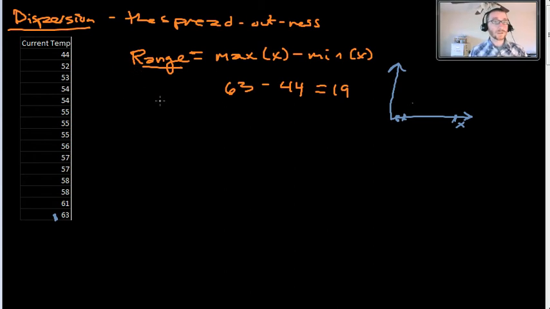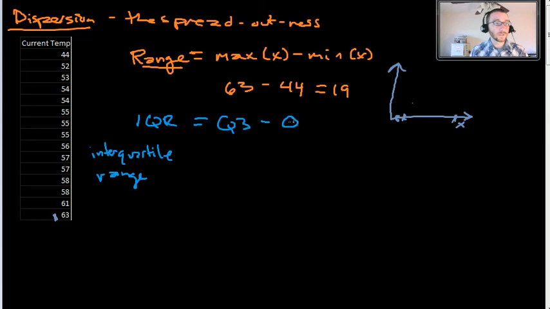So in order to solve that problem, another simple measure that we use is the interquartile range. Instead of looking at the full data set, the interquartile range looks at the distance between the third quartile and the first quartile. And in order to calculate the IQR, we need to calculate these, which takes a little bit more work. So Q3, that's the 75th percentile.